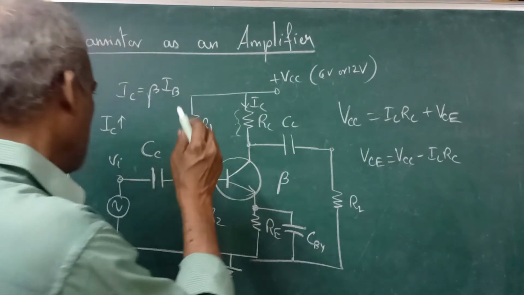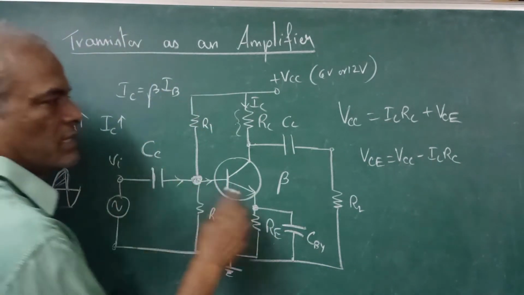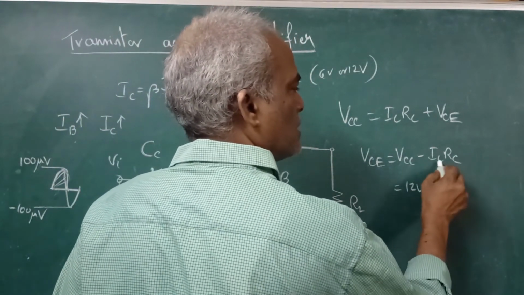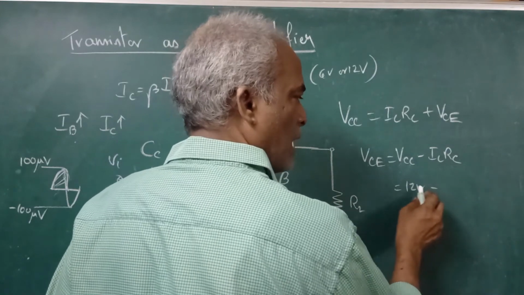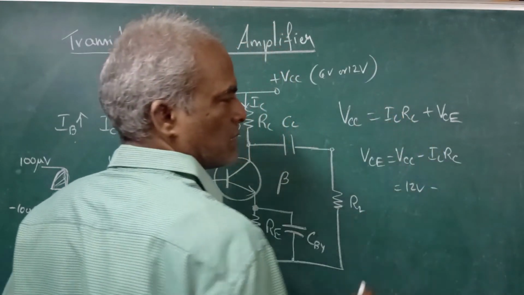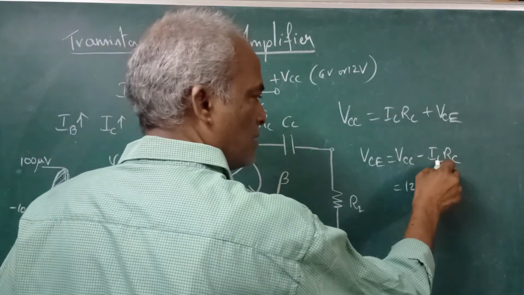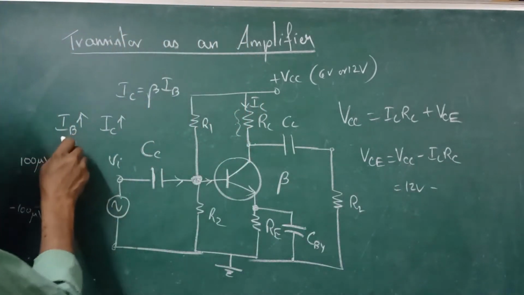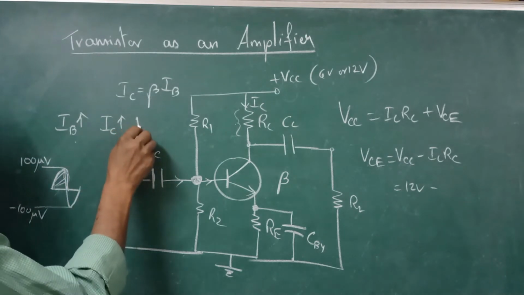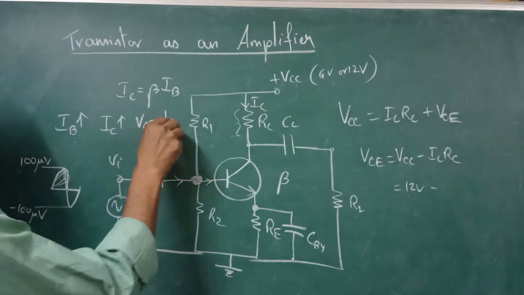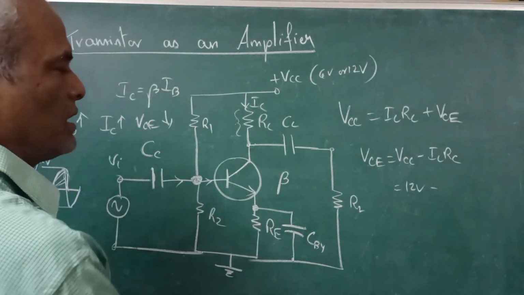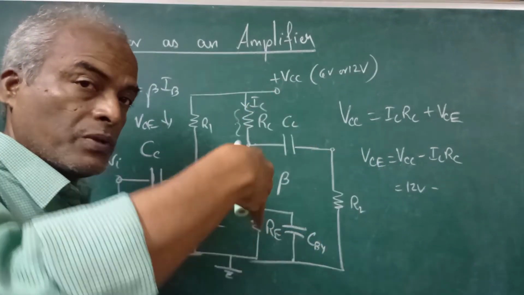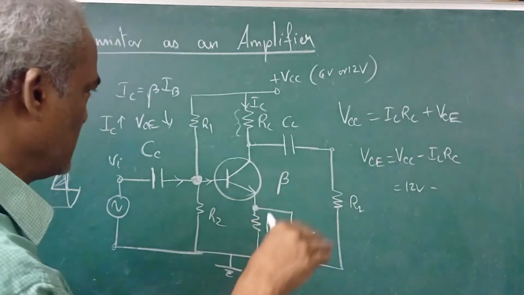So what happens now is IB increases, IC increases. This is a fixed value, say 12 volts, but this value IC increases. Therefore the overall value decreases. So IC increases means VCE decreases. That's the meaning. Therefore IB increases, IC increases, VCE decreases. Collector to emitter voltage decreases. Therefore the output will go in opposite phase because it is decreasing.